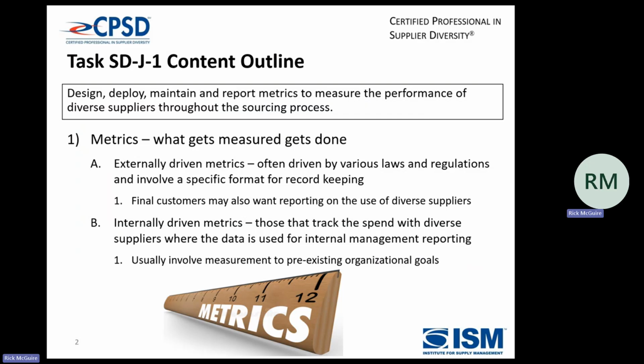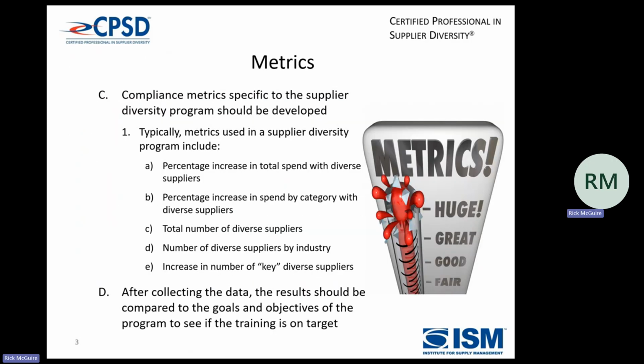Internally driven metrics, those that track the spend with diverse suppliers where data is used for internal management reporting, usually involves measurement to pre-existing organizational goals. Compliance metrics specific to the supplier diversity program should be developed. And typically, metrics used in supplier diversity programs include things like percentage increase in total spend with diverse suppliers, percentage increase in spend by category with diverse suppliers, total number of diverse suppliers, number of diverse suppliers by industry, increase in number of key diverse suppliers, however you define key. And after collecting data, the results should be compared to goals and objectives of the program to see if training is on target.